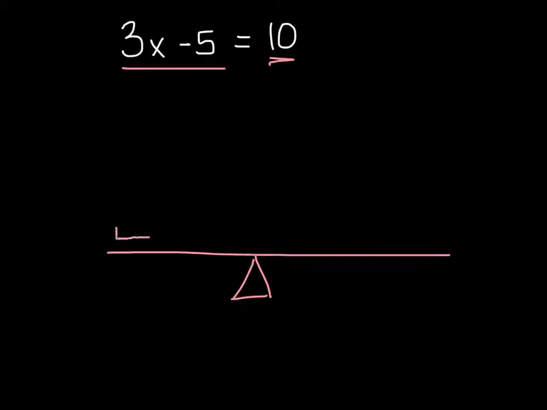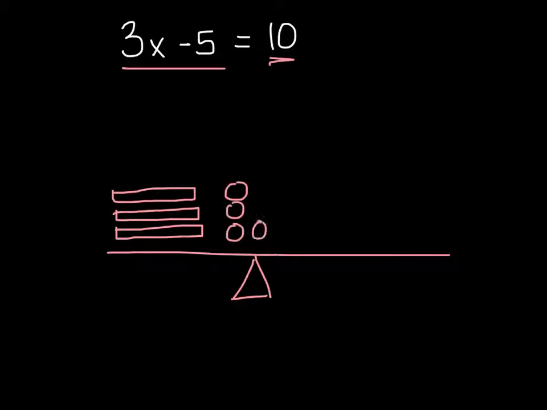Well, we can model that. We can make our x's. If you've ever used algebra tiles, the x's are kind of these rectangles. So we can say there's 3 x's on the left-hand side and 5 negatives. I'll make them negative with a negative sign. And on the right, there's 10 positives.